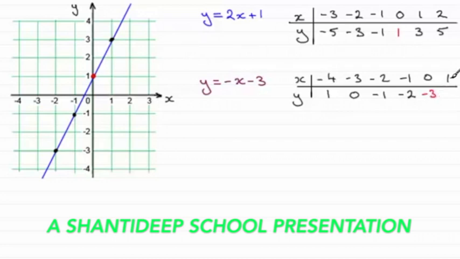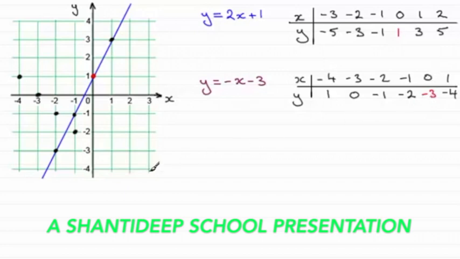And finally, when x is 1, we'll have -1 minus another 3, which is -4. And if I plot these points on the graph paper, -4, 1 is going to be this point, -3, 0, that point there, -2, -1, this point here, -1, -2. Can you see how the points are coming out in a straight line again?